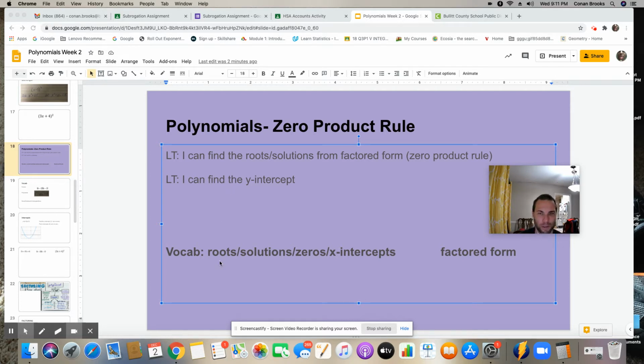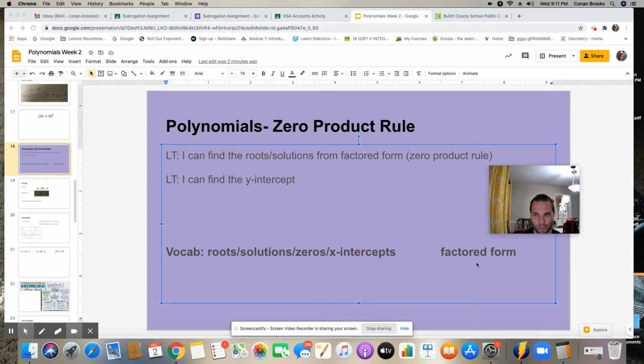It's good to know. The vocab for this is root, solution, zeros, x-intercepts. Those are all together because they all mean the same thing. We're going to use a lot of different words, and they all mean exactly the same thing. Hopefully we all know an x-intercept is where the graph touches the x-axis, as measured by the number line. Those are also called zeros and solutions. So if you see x equals 5, the x-intercept is 5, or the zero is 5. And the root is just another word for a solution.